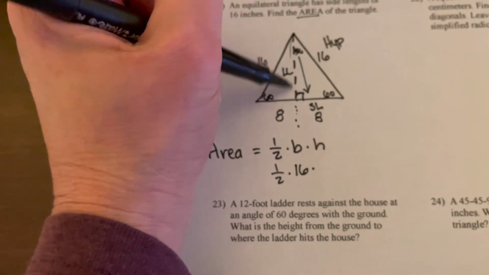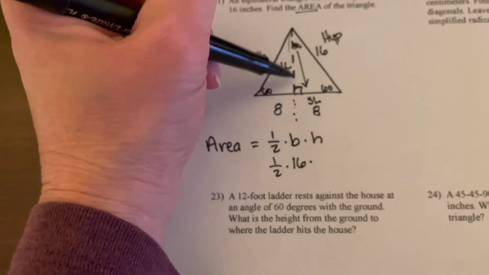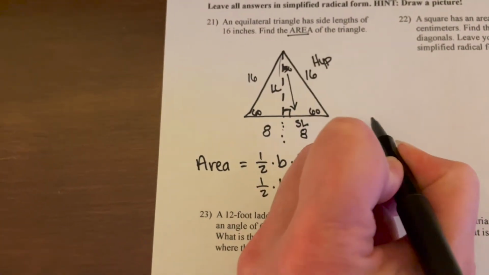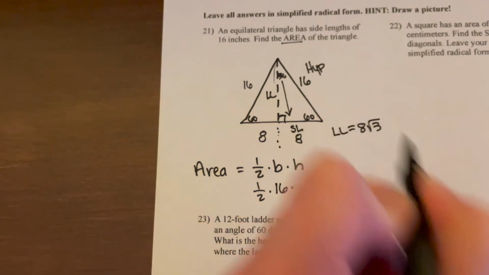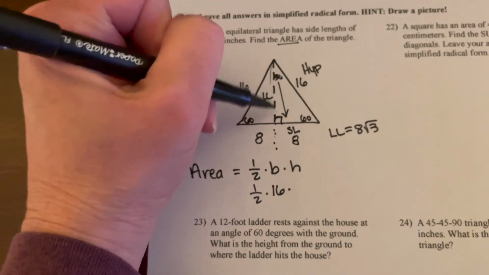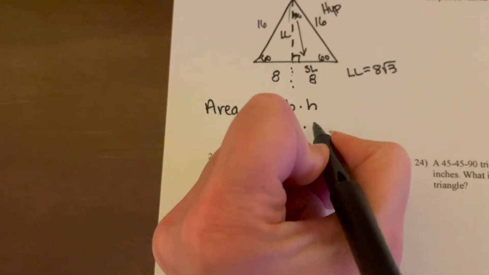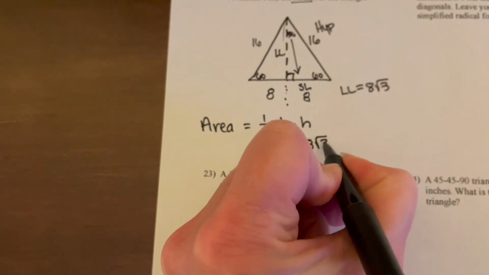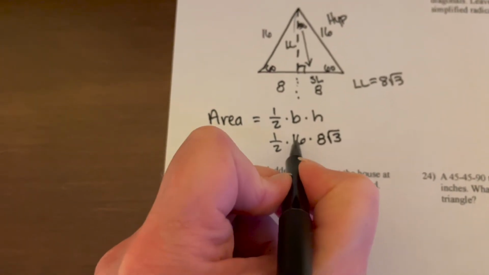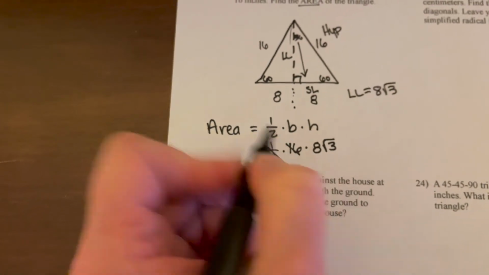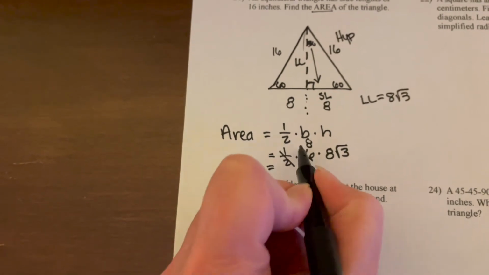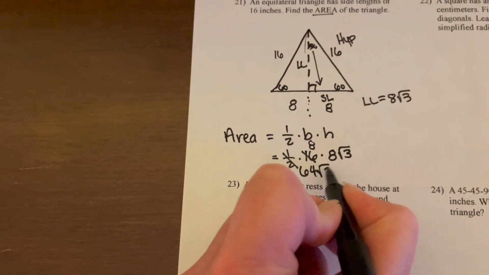So the height is the long leg of the 30, 60, 90 triangle. So remember, the long leg is equal to the short leg times root 3. So that's the height right here. So the long leg, and then I'm just going to multiply. So since I would take care of that first, 16 divided by 2, so I get 8. 8 times 8 root 3. So 8 times 8 is 64 root 3.